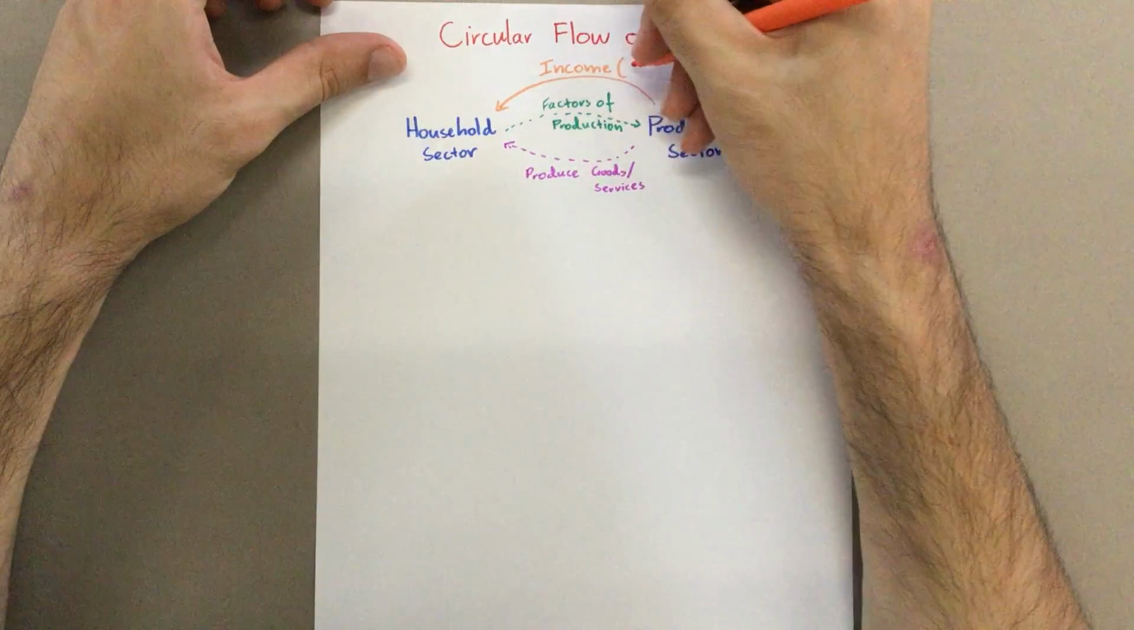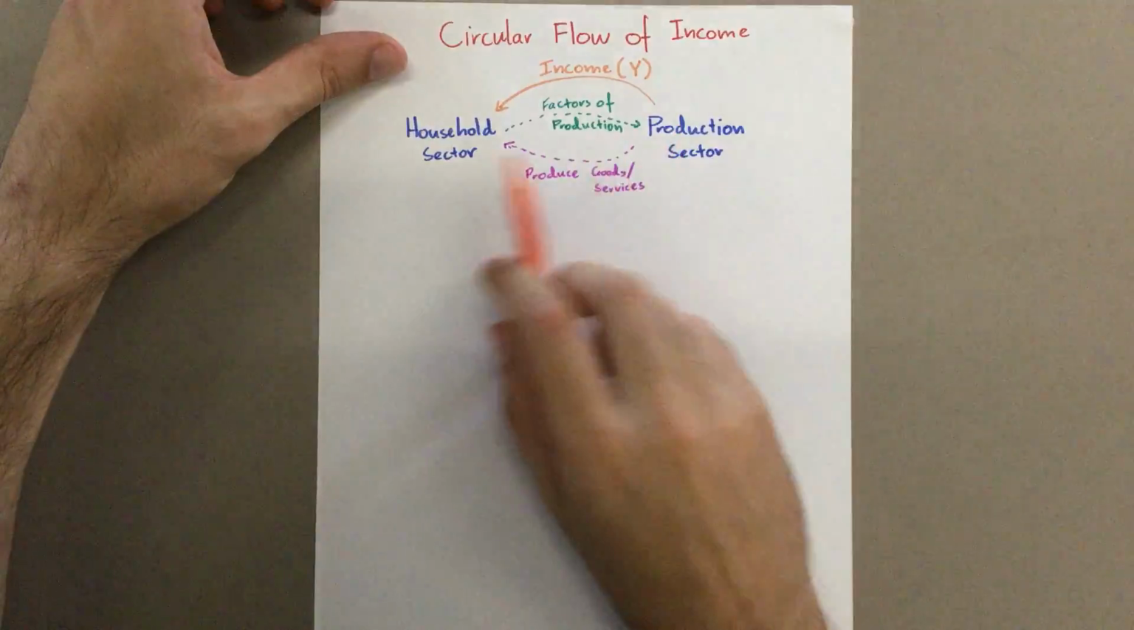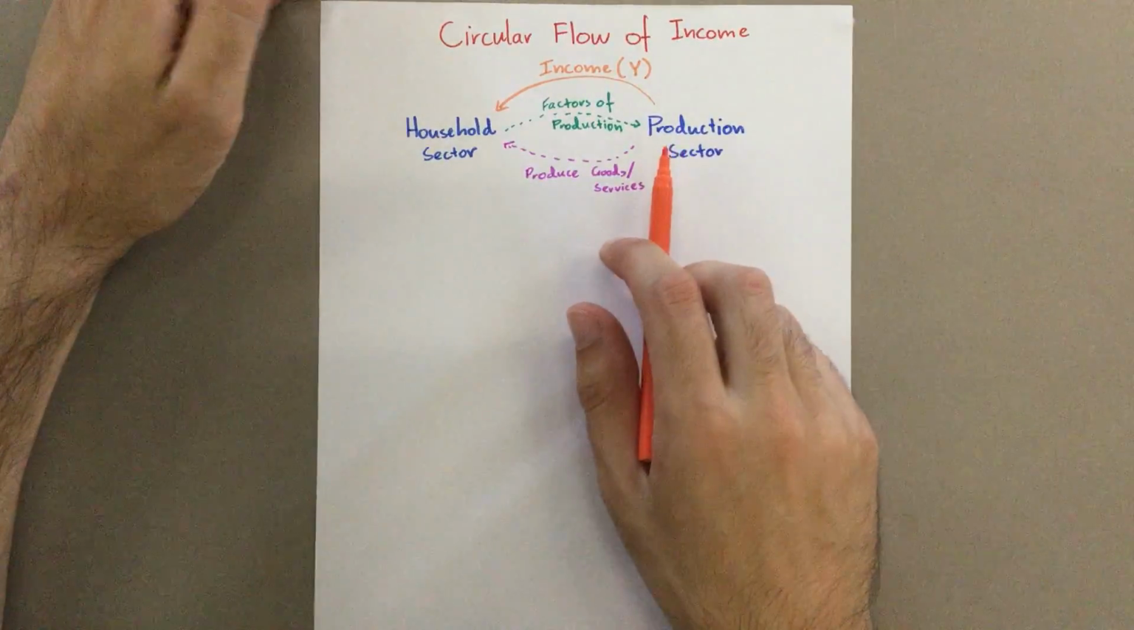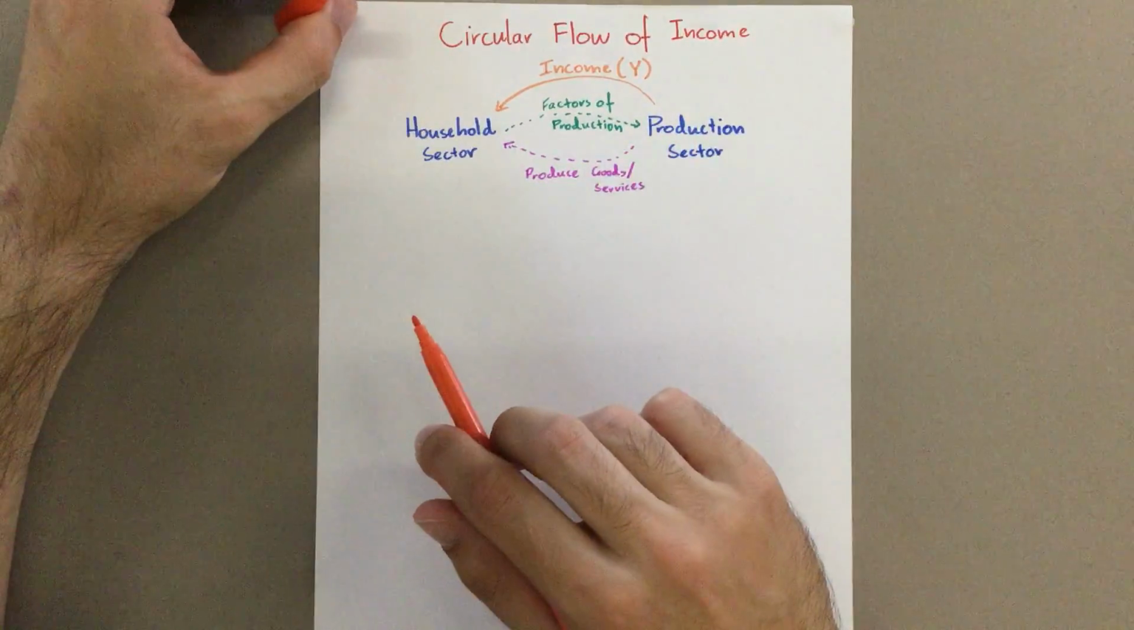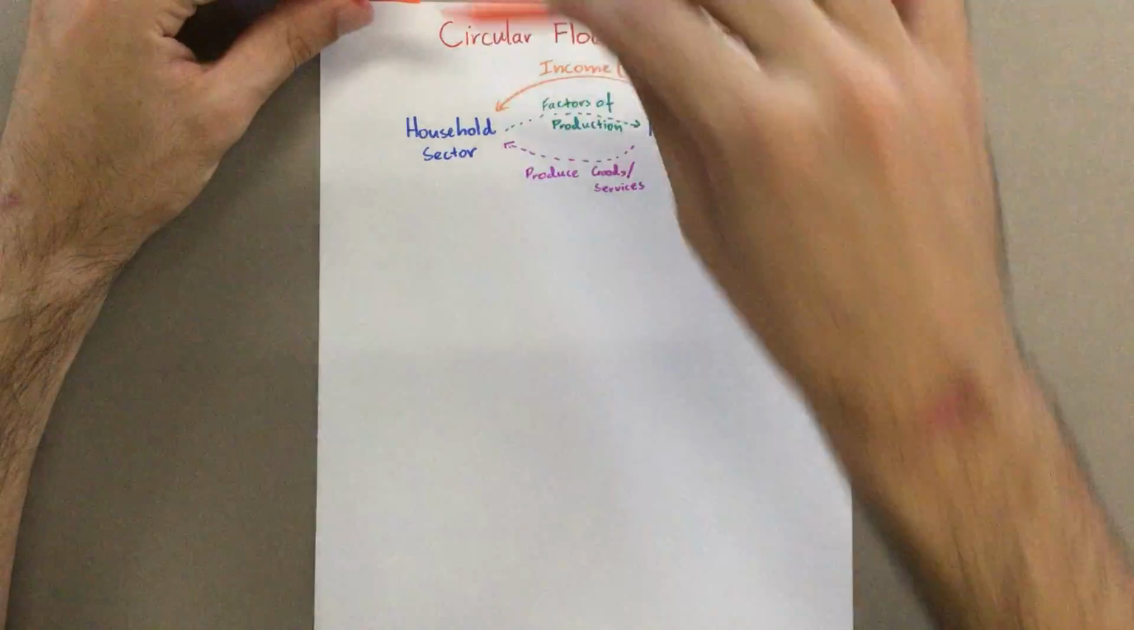Okay, and we're going to put a little Y next to income. Okay, so here we go. Consumers receive income from the production sector. So that's the flow of money there.